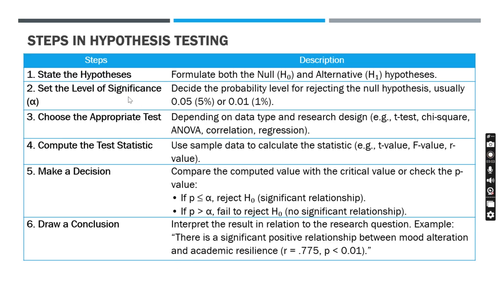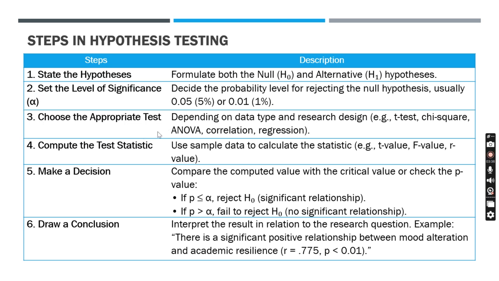The second step is to state the level of significance. The level of significance means the margin of error. What is the acceptable margin of error? If the margin of error is found to be larger than the level of significance, that means we are going to reject the null hypothesis. So here we have to identify the level of significance.